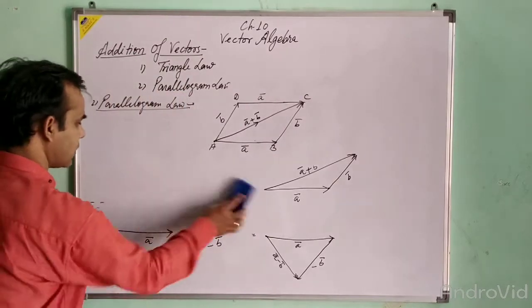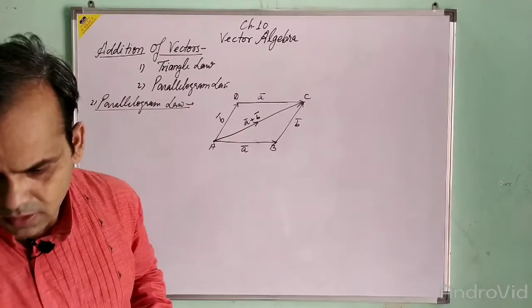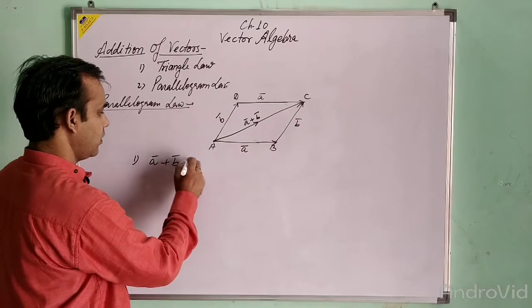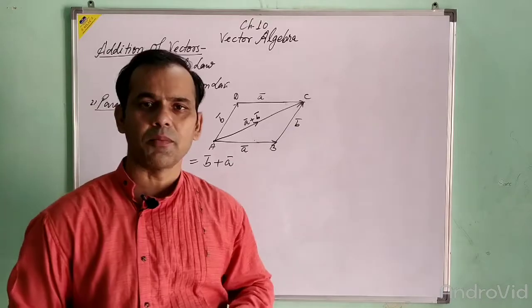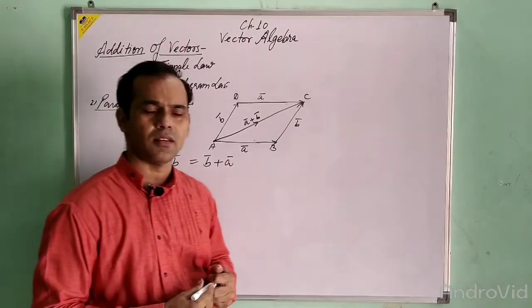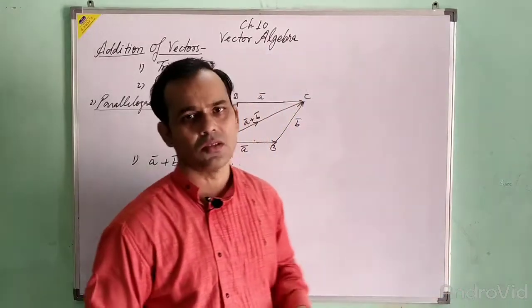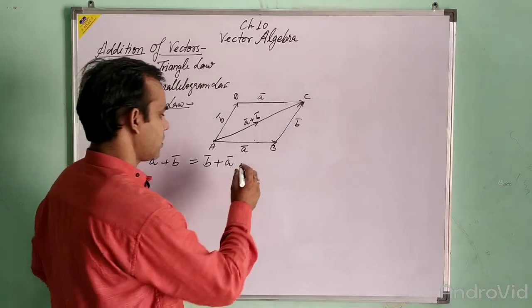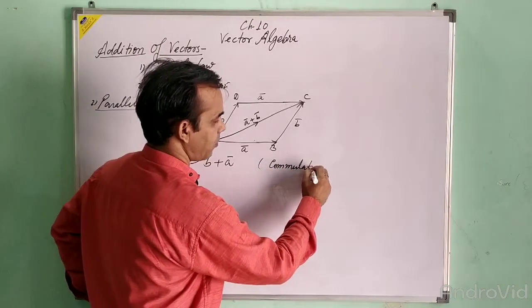Here we should also discuss two properties related to vector addition. First is A plus B equal to B plus A. It is also called the commutative property. In the lower classes, in class 8th, you have studied closure property, commutative property, associative property and so on. So A vector plus B vector equal to B plus A is called the commutative property.